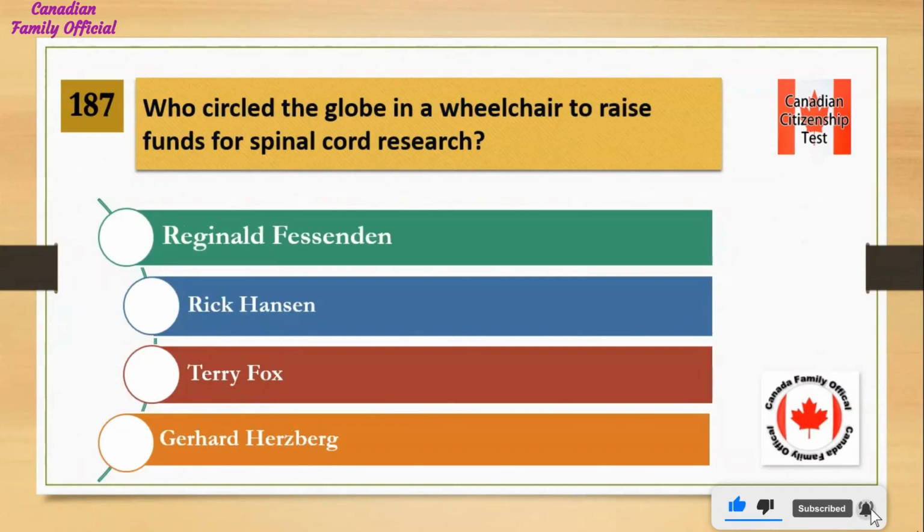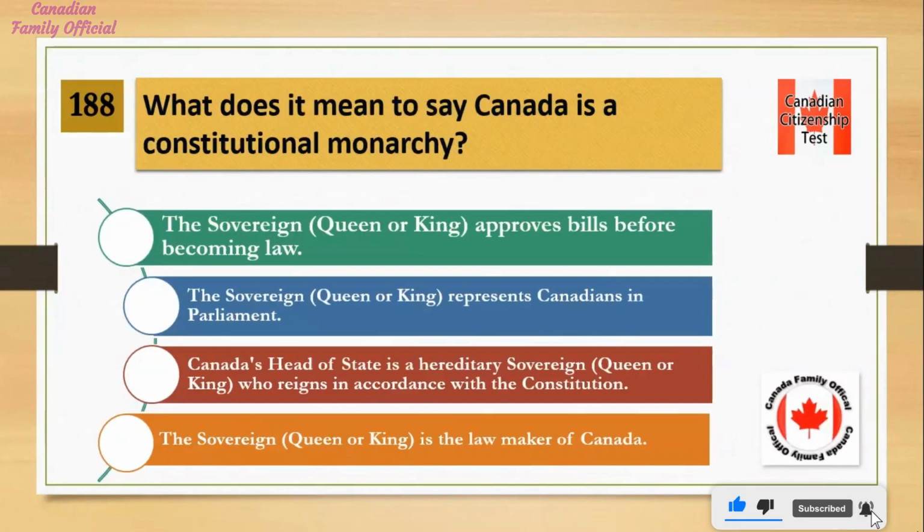Who circled the globe in a wheelchair to raise funds for spinal cord research? Number 1, Reginald Fessenden. Number 2, Rick Hansen. Number 3, Terry Fox. Number 4, Gerhard Herzberg. And the answer is Rick Hansen.